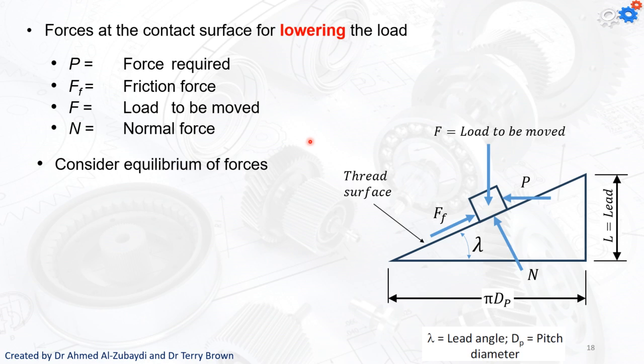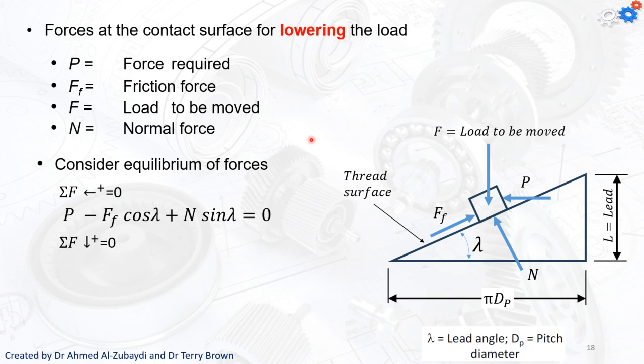We are going to consider the equilibrium of the forces. The forces in the x-axis are equal to 0, so P minus the friction force cosine of lambda plus N sine of lambda is going to be equal to 0. You remember that in the previous equation P was opposing both the normal force effect and the friction force effect in the x direction. Now, the normal force effect in the x direction will support P.